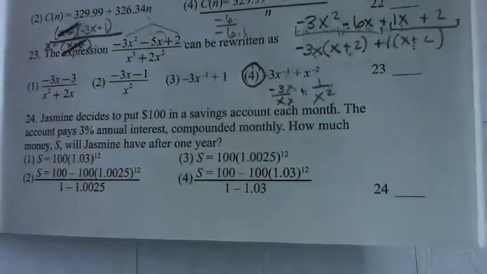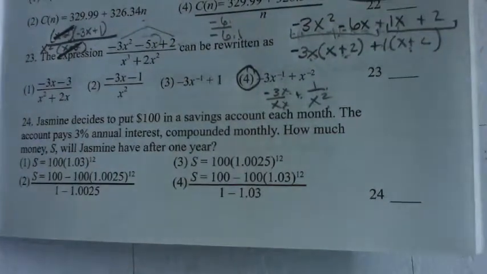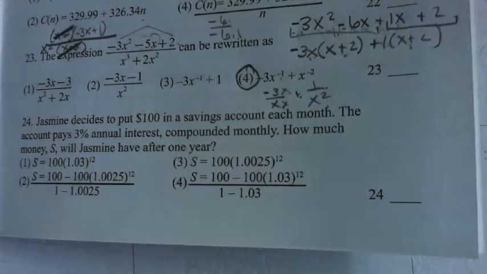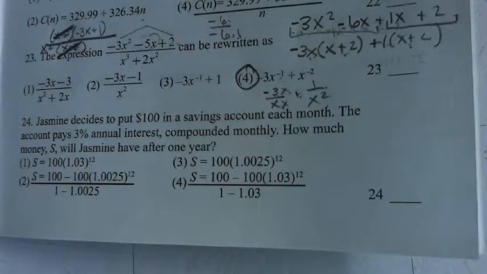So on number 24, Jasmine decides to put $100 in a savings account each month. The account pays 3% annual interest compounded monthly. How much will she have after 1 year? So this is tricky because it's not like she's just putting in $100 as her principal amount and letting it grow. She is putting in $100 on a monthly basis.